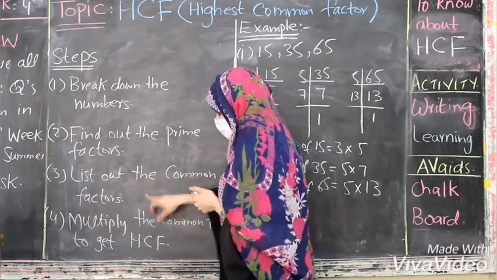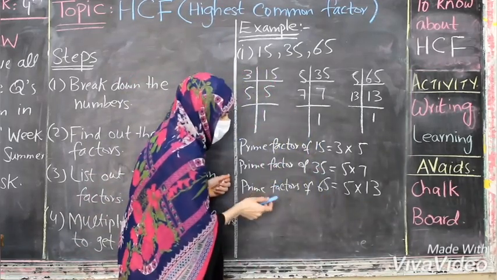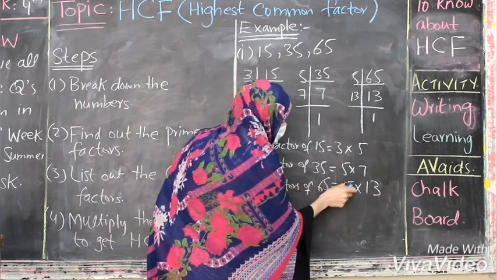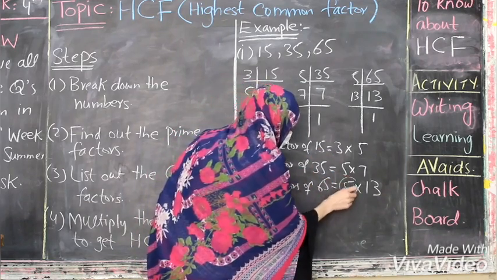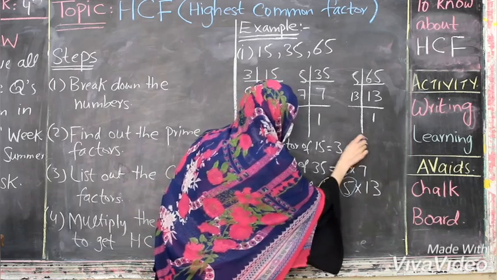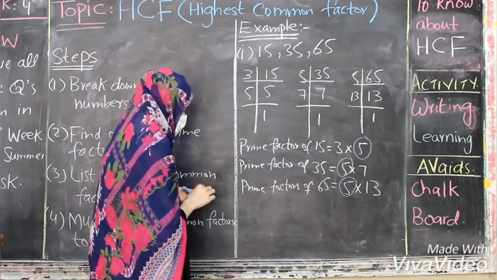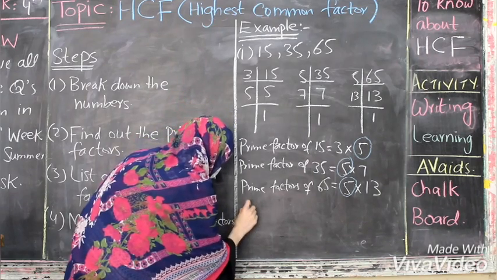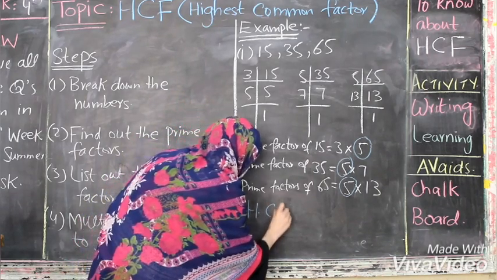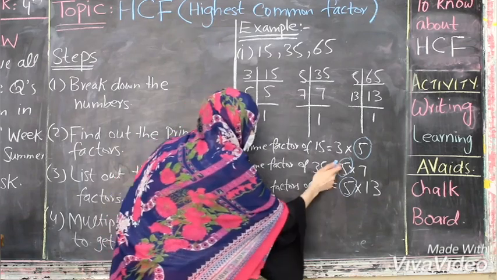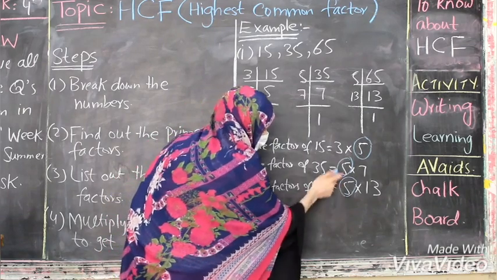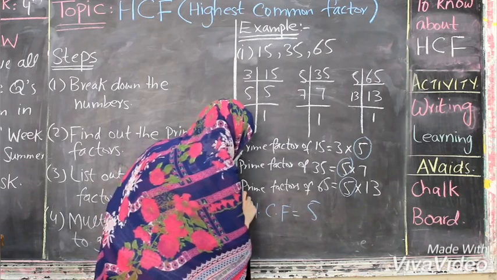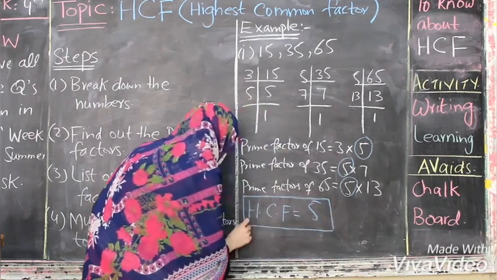Now list out the common factor. You have to list out the common factor. So first of all, you will check all the prime factors and you can circle all the common numbers. Now you want to find the HCF, so the final HCF will be the common number. So we have just only one number, which is 5. So the HCF of this question will be: HCF is equal to 5.